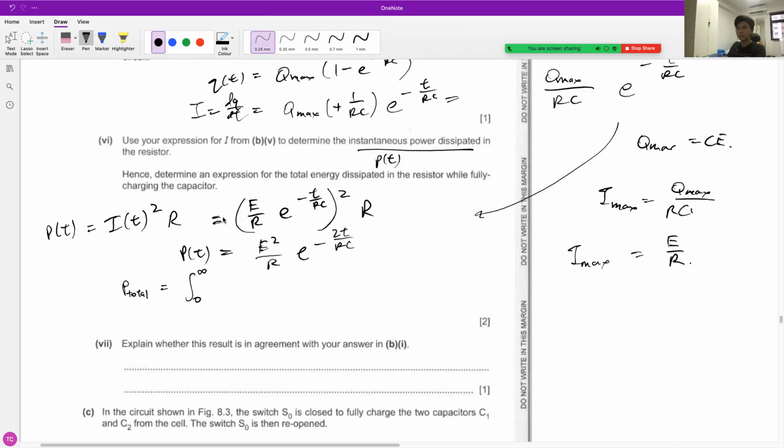I don't know why my pen goes to eraser when I do that. It's quite annoying. But never mind.